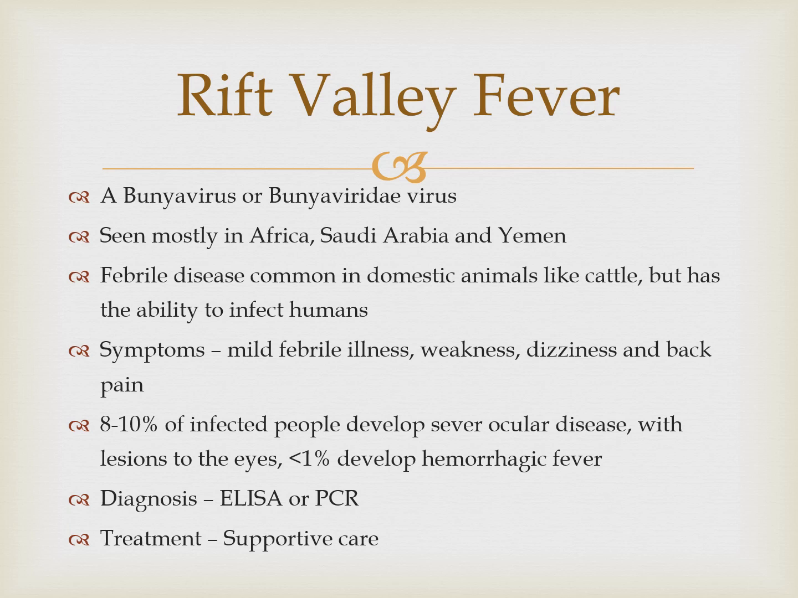Epizootic outbreaks can result in increased animal deaths and economic losses for the country this occurs in. Okay, it's a febrile disease common in domestic animals, and the symptoms of Rift Valley fever would be low-grade fever, weakness, dizziness, and back pain. 8 to 10% of infected people develop an eye disease, and they will actually have lesions of the eye. And about 1% or a little bit less than 1% can develop hemorrhagic fever.